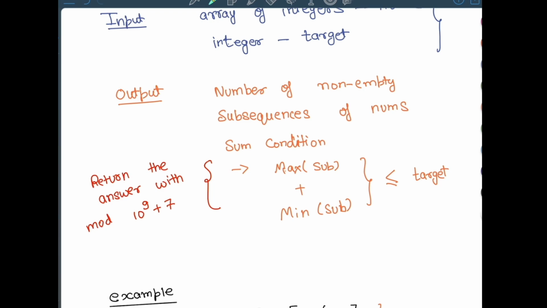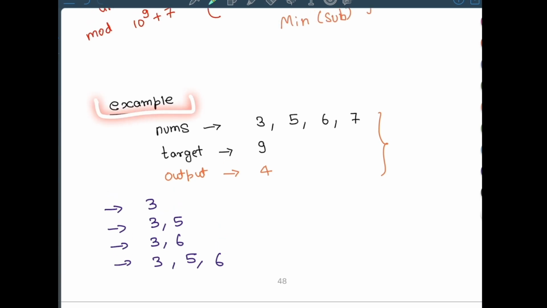Now the question says that the number of subsequences you create can be very large, so you need to return the answer or the output with mod of 10 to the power 9 plus 7. Let us try to understand the question with a few examples. Let us say in the example, the given nums array is 3, 5, 6, 7. There are 4 elements in your array, 3, 5, 6, 7. The target is 9. So basically this is the input, and the output for this given input is 4.